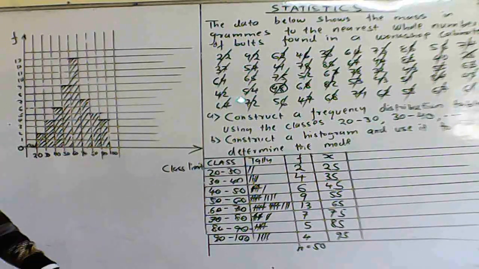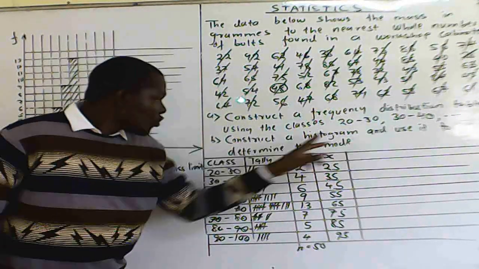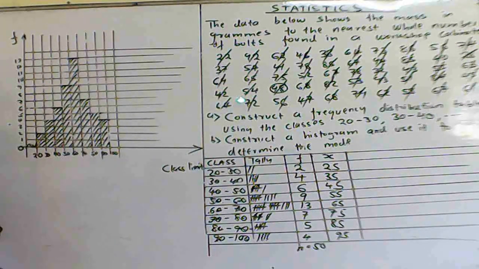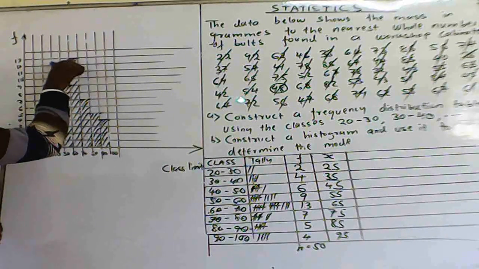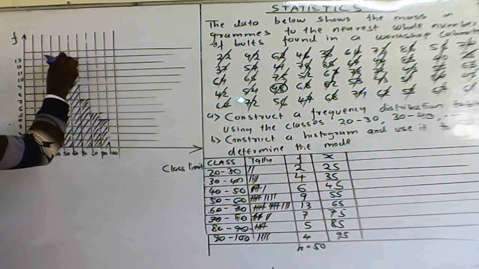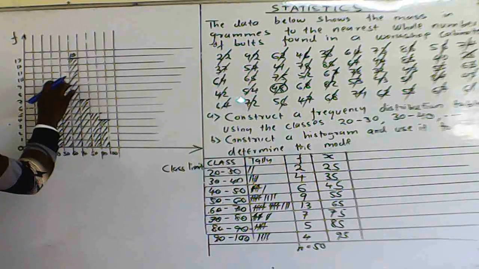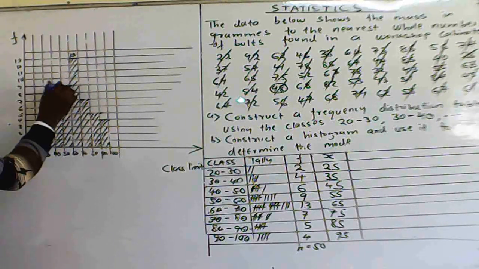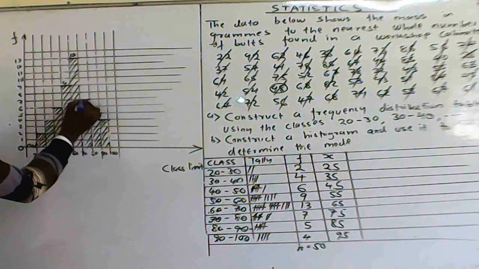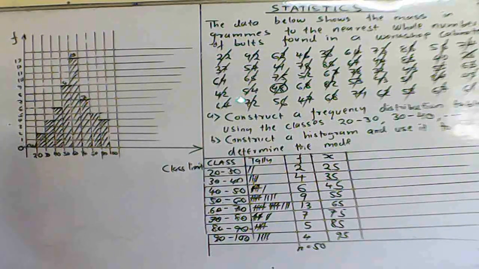Then as you're constructing the histogram, you'll be told to use it to determine the mode, isn't it? So for the mode, you look at the highest bar, isn't it? This highest bar is where the mode is. So what is the frequency of that highest bar? It is 13, and the frequency of the bar before it is 9. And the frequency of the bar after it is what? Is 7. Are we together?